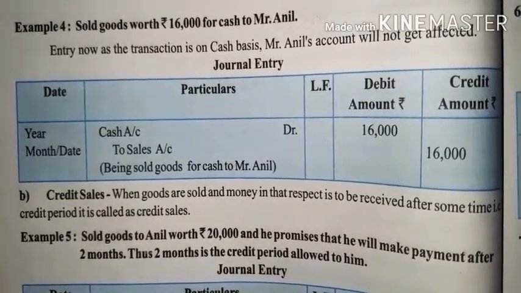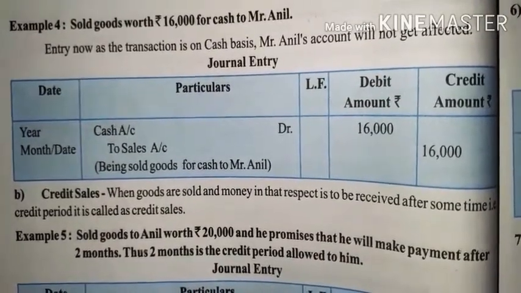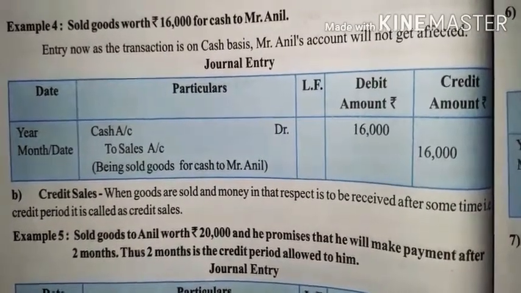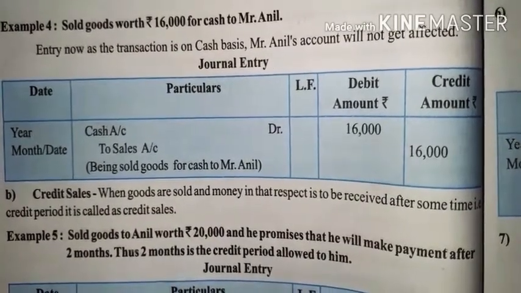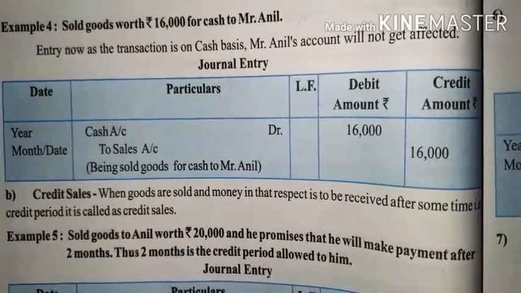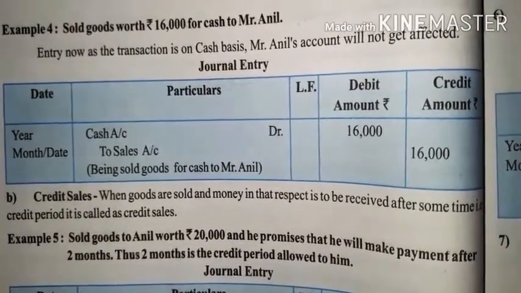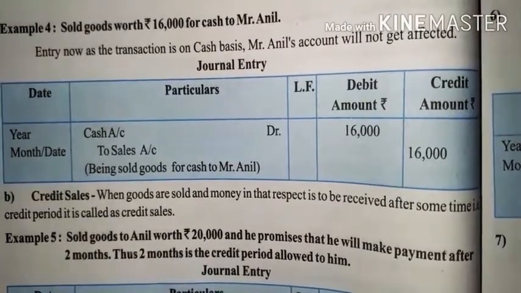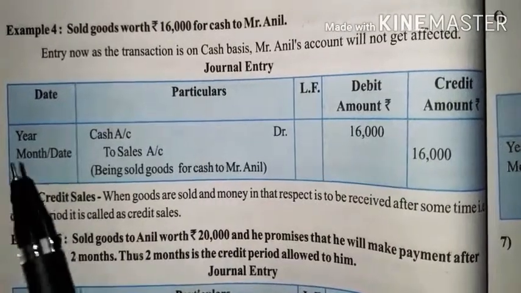Why? The cash account, or the purchases account, or the sales account will appear, because this is a cash transaction, not a credit transaction. That is why the receiving or the paying party's name will not appear. So let's see this transaction in a journal entry form.